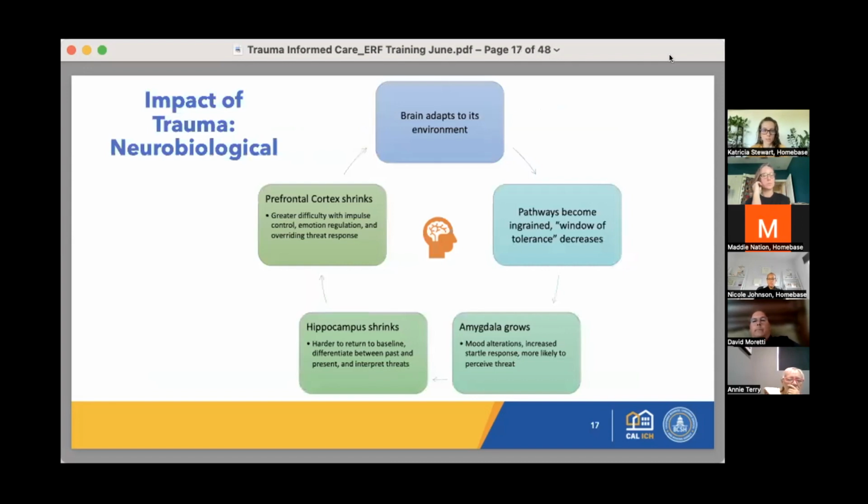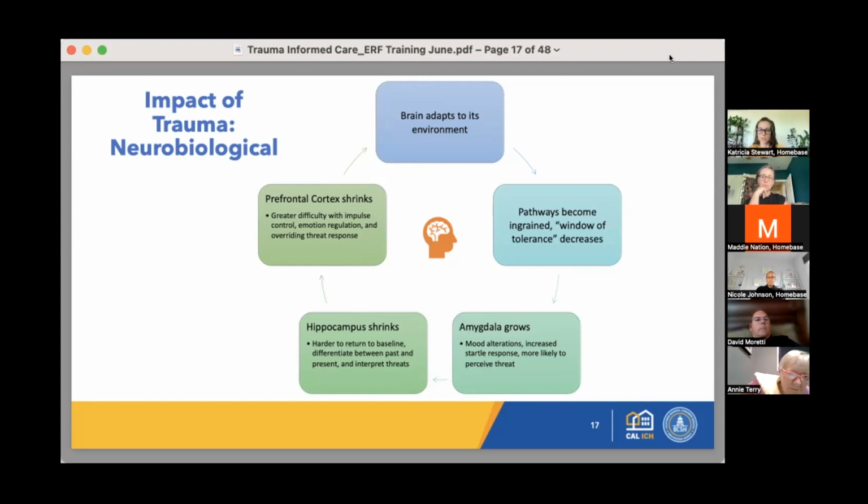We have a little diagram here showing the impact of trauma on our neurobiology that I just want to highlight. So when somebody experiences trauma, their brain adapts to its environment, especially when it's things like toxic stress or ACEs that are prolonged over a period of time. Certain pathways in the brain become ingrained, and what we call our window of tolerance decreases. Has anyone here heard of the window of tolerance? It's basically your window of emotional tolerance, like what you can tolerate. And when you go above it, you get activated. When you go out of it below, you get underactivated.